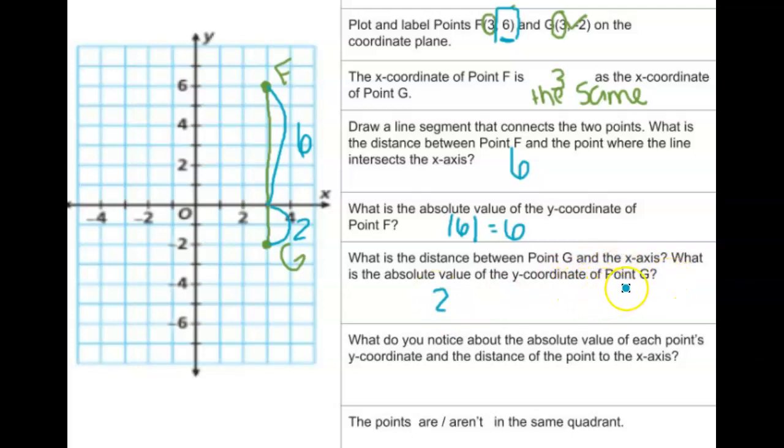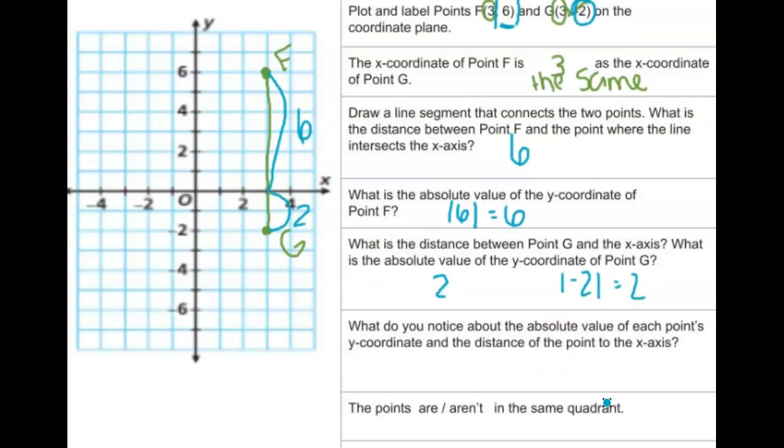What is the absolute value of the y-coordinate of point G? So if I look at here, this is -2. The absolute value of -2 is 2, which is good because we counted 2. What do you notice about the absolute value of each point's y-coordinate and the distance of the point to the x-axis? They're the same. The points aren't in the same quadrant. F is in quadrant 1, G is in quadrant 4.